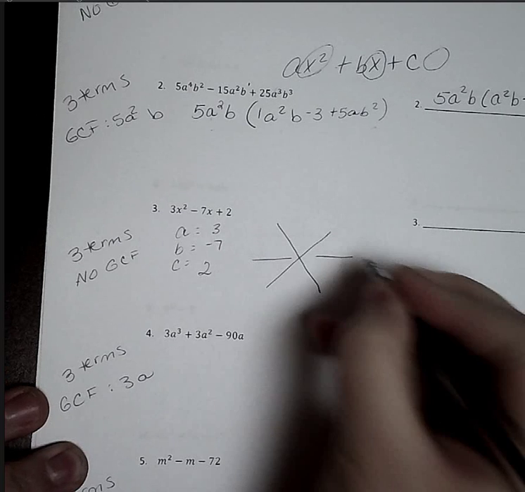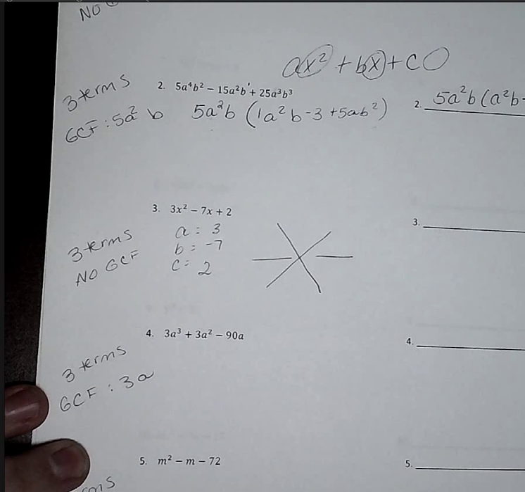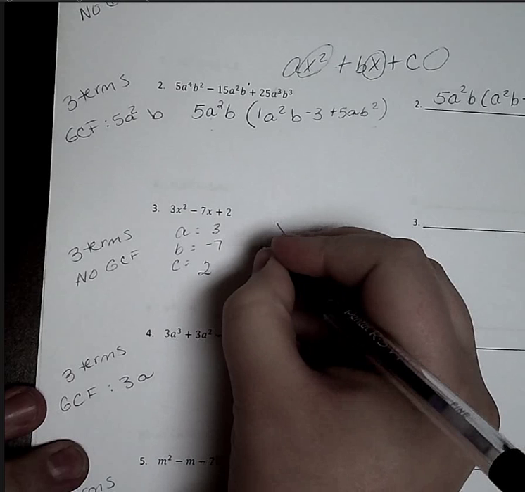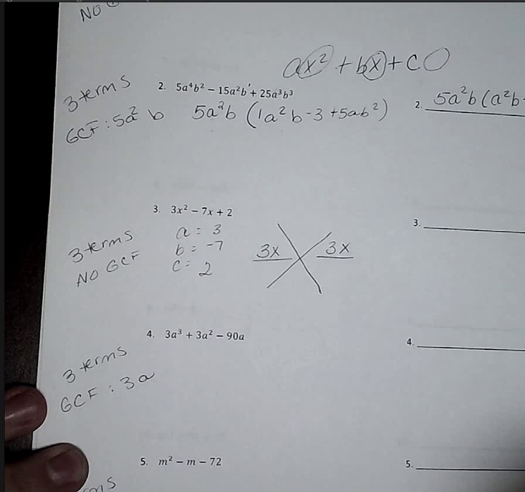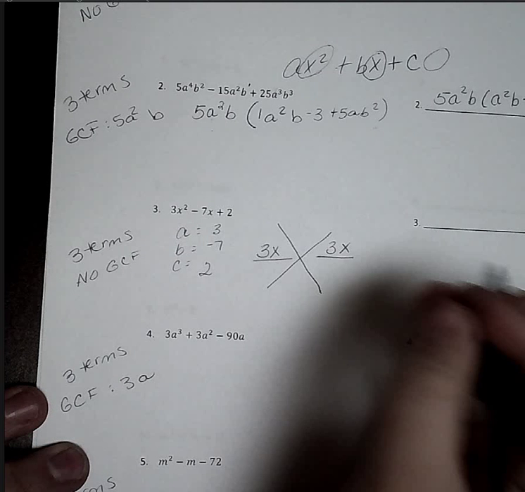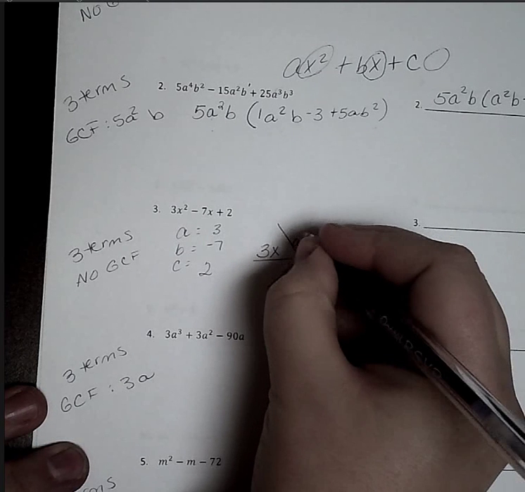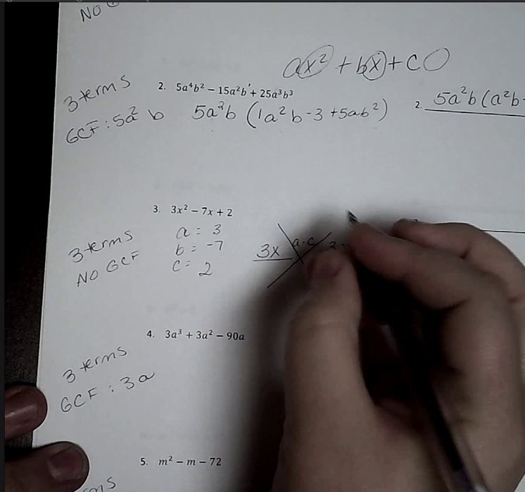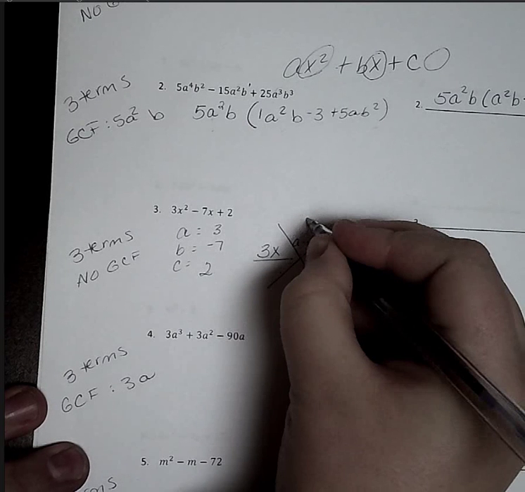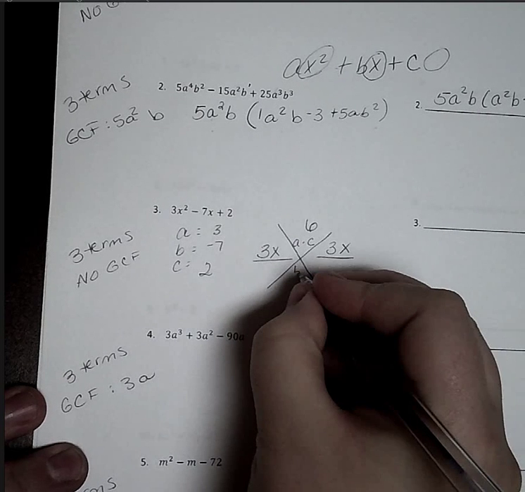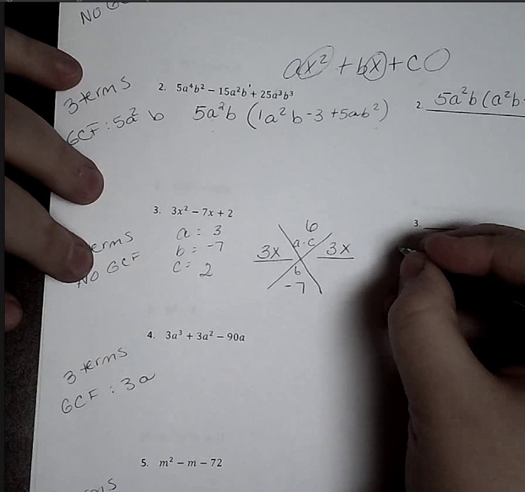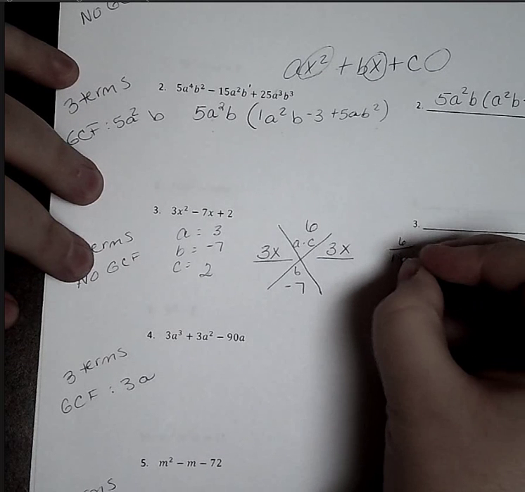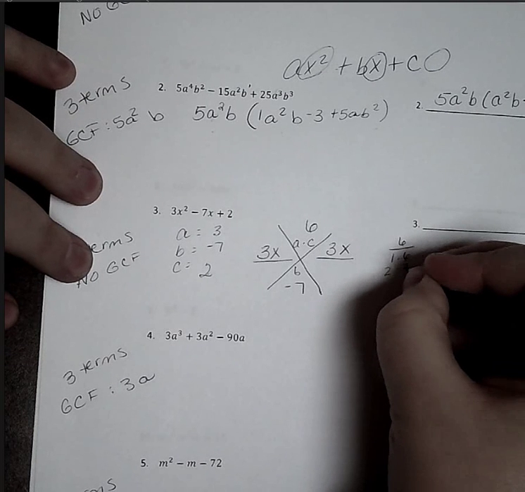And now we draw our flying X, like I like to call it. Remember, your A and the variable you're using go up top of the wings. A times C goes in this top section of your X. So A times C, 3 times 2, is 6. And then your B goes down here, which is negative 7. So we need to find out what multiplies to give us 6 and adds to give us a negative 7.